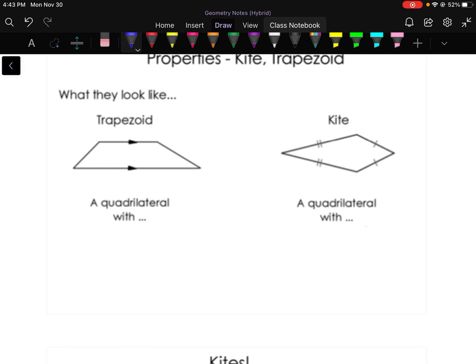In incredibly blurry fashion here, we have a trapezoid, what it looks like, and what it is: a quadrilateral with 1 pair of parallel sides. So the difference between a trapezoid and a parallelogram is a trapezoid has exactly 1 pair of parallel sides. No more, no less. A parallelogram needs both sets of opposite sides to be parallel. So that means that this side and this side would have to be parallel, and clearly they are not.